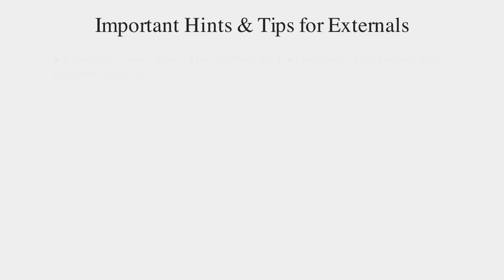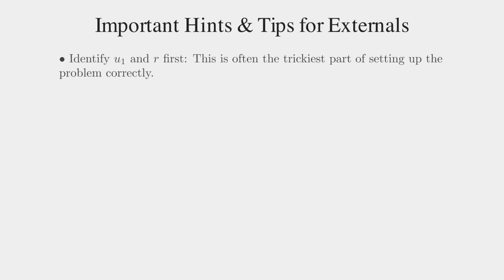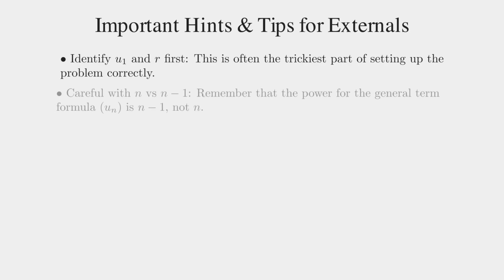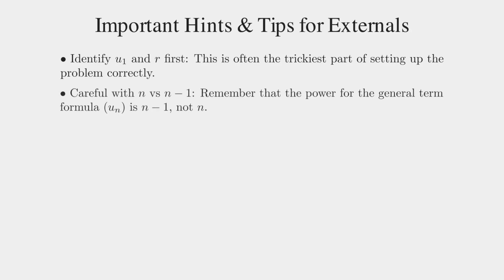Moving on to some important hints and tips for your external exams and even your IA. Firstly, always identify u_1 and r correctly from the problem. Now, this is the foundation of your solution. Once you have the given, you can decide how to move on by choosing the correct formula from the formula booklet. Secondly, be careful with n versus n − 1. It's a common mistake to use n in the exponent for u_n instead of n − 1.